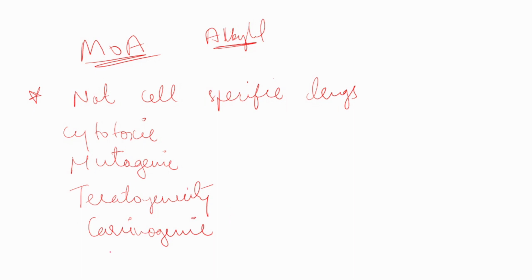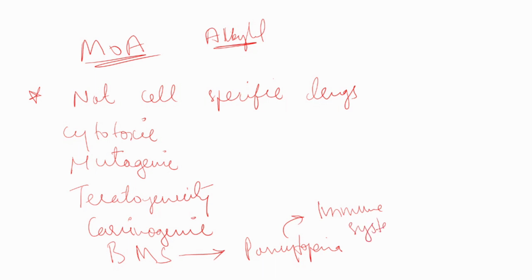And finally, they have bone marrow suppression. With that, this causes pancytopenia, and it also suppresses the immune system. So these are different actions of alkylating agents. Very important. Most of the alkylating agents are cytotoxic, they are mutagenic, they are teratogenic, they are carcinogenic, and they have bone marrow suppressive action.